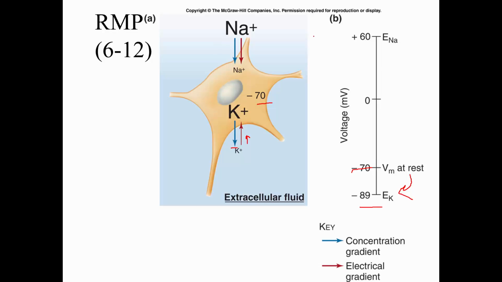This also tells us what would happen if we opened more sodium channels. If we increase sodium permeability, sodium would come in the cell and make the membrane potential more positive. An increase in sodium permeability would allow us to travel along this number line in that direction.